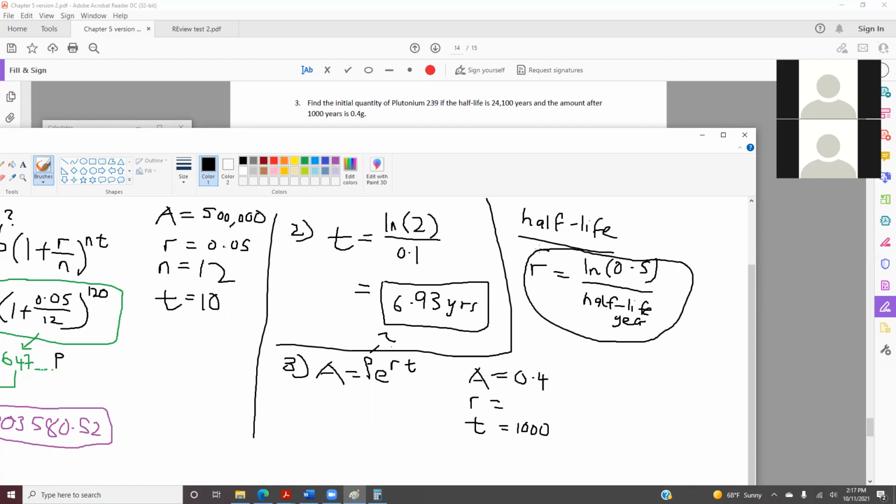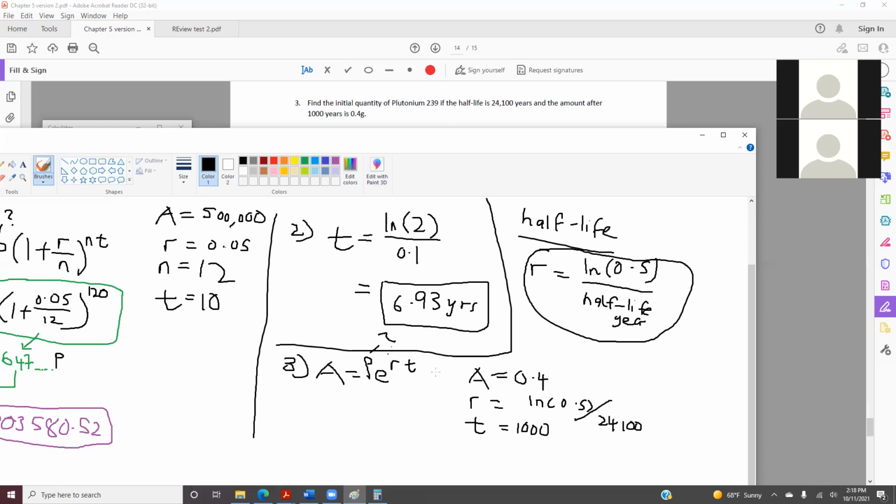So in order for us to find the rate, it's ln 0.5. The reason why we use 0.5 is because it's half, over the half-life years. So for this case, your rate is ln 0.5 divided by 24,100. This is the half-life in years for plutonium-239.